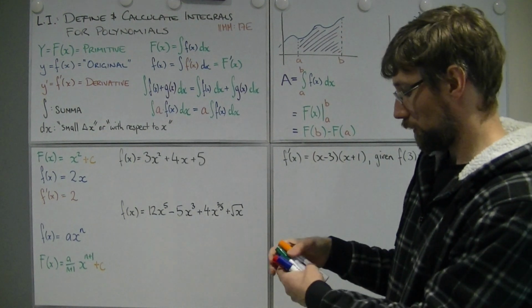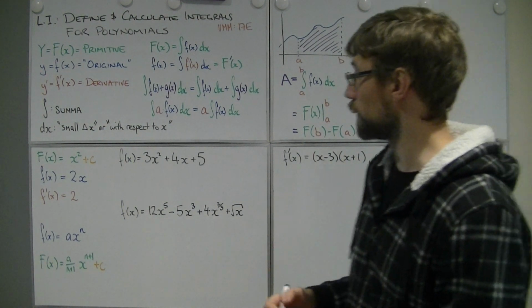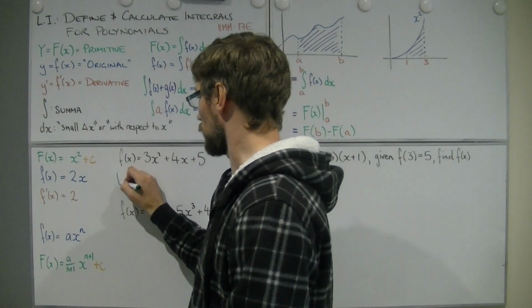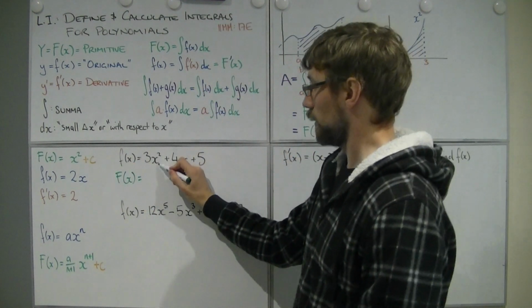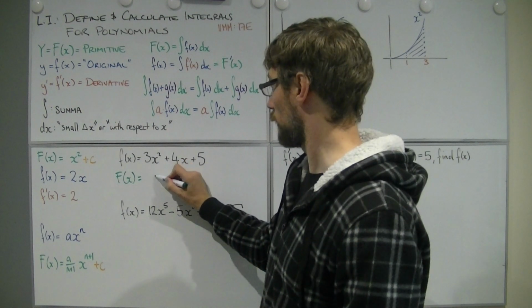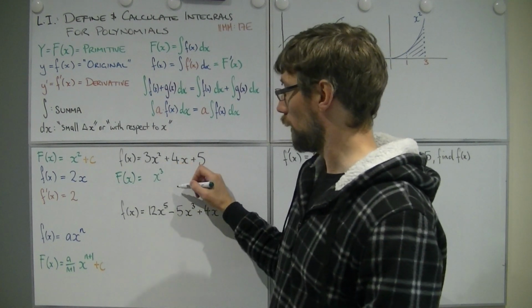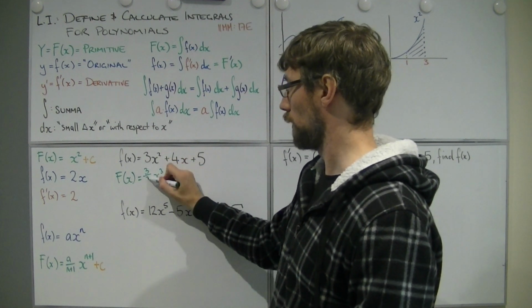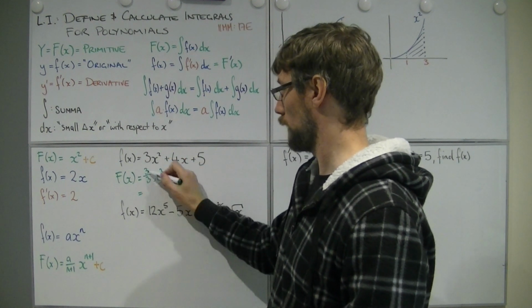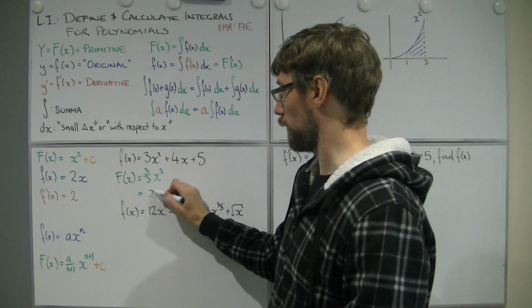Beautiful. So let's try to integrate some of these. Alright, I'm going to write capital F of x. I need the power to go up by 1, so this has to become x cubed. Well, I end up with 3 divided by my new power, 3. This is just 1, so I end up with x cubed.